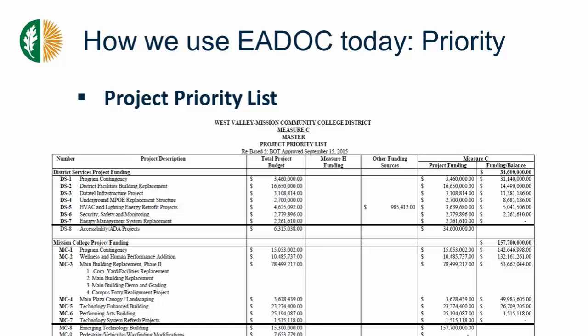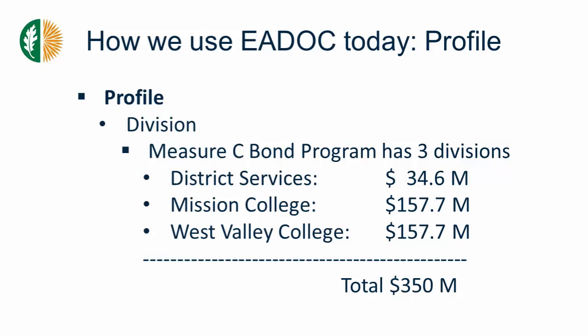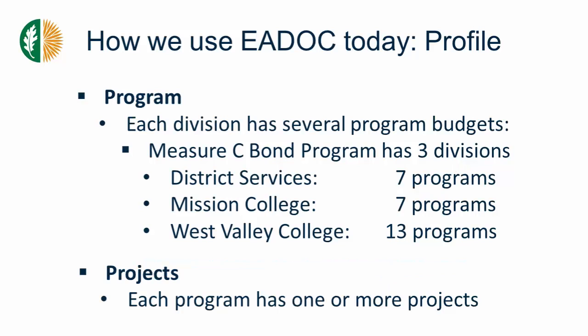So moving on, I'll show you how we set up EADOC, and I'll show you a live demonstration later. In the profile module, under divisions, we set up those 3 divisions I was talking about: district services for $34.6 million, Mission College, and West Valley College for a total of $350 million. Under the divisions, we have program budgets. For district services, we have 7 program budgets. Mission College has 7 programs, and West Valley has 13 programs.